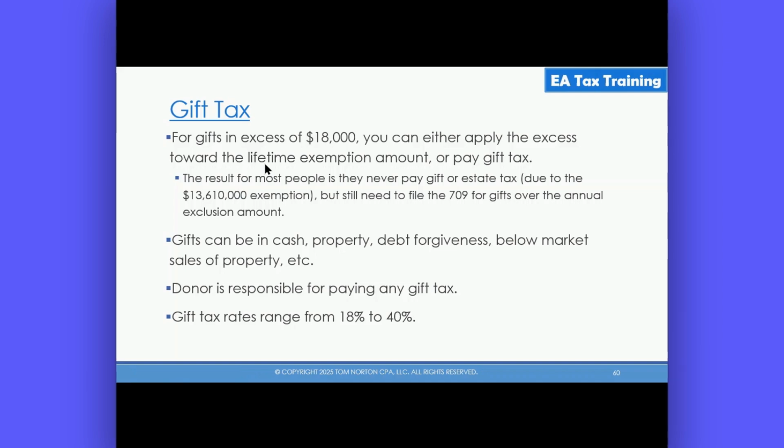Also, if you do a below market sale of property, it can be a gift. So let's say you own a house that's worth $300,000 and you're going to give that to your child and you're going to sell it to them for $100,000. Well, you have just made a $200,000 gift to that child. Even though it doesn't look like a gift, it looks like they're buying the house. The fact is they're buying it at a bargain price, and the difference between the fair market value and what they actually paid for it is considered a gift. So you would need to report that on a 709.